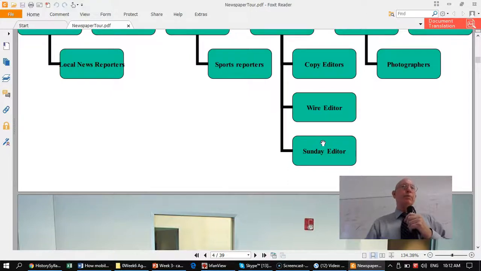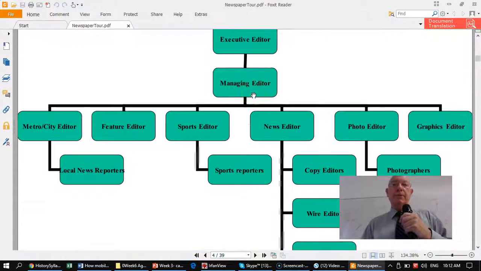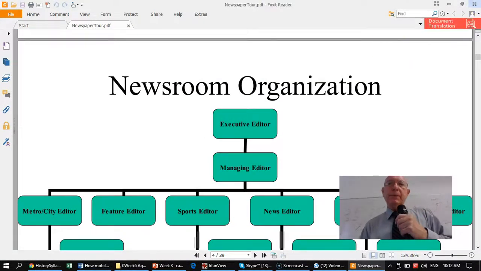That was the one edition where we printed one section in advance on Saturday. We printed earlier on Saturday one section of the Sunday newspaper, and then we printed the rest later that night and inserted the first section that was pre-printed because it was just too big for our press to handle.